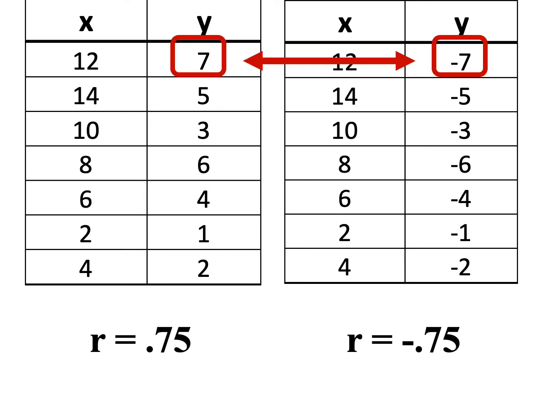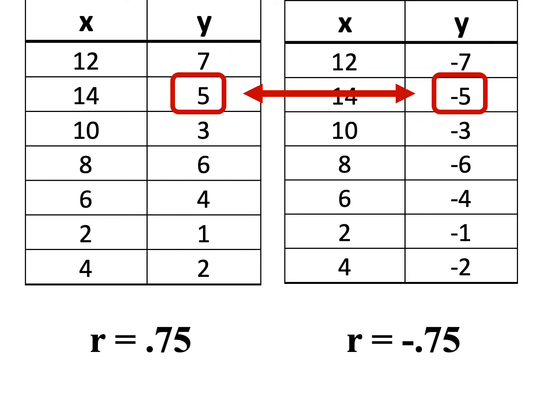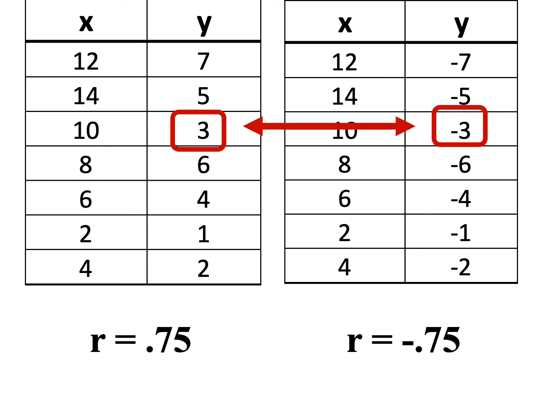For example, the old y value is 7. When we multiply it by negative 1, the new y value is negative 7. The old y value of 5 is transformed into the new y value of negative 5. The old y value of 3 is transformed into the new y value of negative 3, and so on. Now, because we multiply the old y values by a negative number, that leaves the size of the correlation the same, but reverses the sign from positive to negative. So on the left, we have a correlation of 0.75, and on the right, a correlation of negative 0.75.